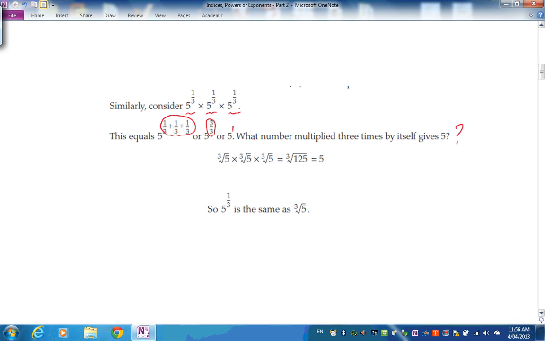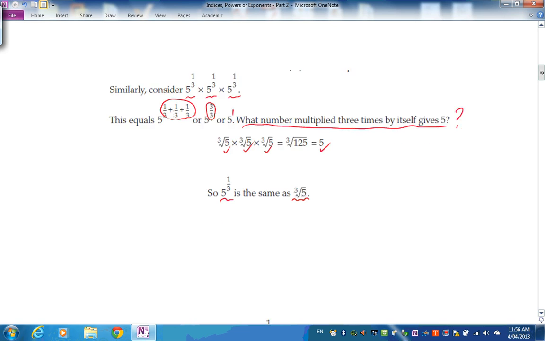What number multiplied by itself 3 times gives 5? That's called the cube root, isn't it? The cube root of the number is that value which multiplied by itself 3 times gives the number. So the cube root of 125 is 5. All right, so what does that mean? 5 to the 1/3 is a power way or an index way of writing the cube root of 5. Might be time to start looking at making a conjecture about any fractional power.